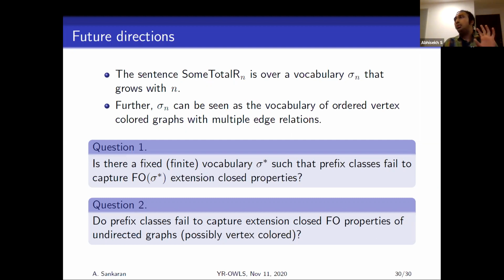Can you have a fixed vocabulary which witnesses the failure of prefix classes in capturing extension closed properties in the finite? Okay, that is one question, a very natural question. Can you do that without increasing the vocabulary? Can you have a fixed vocabulary?